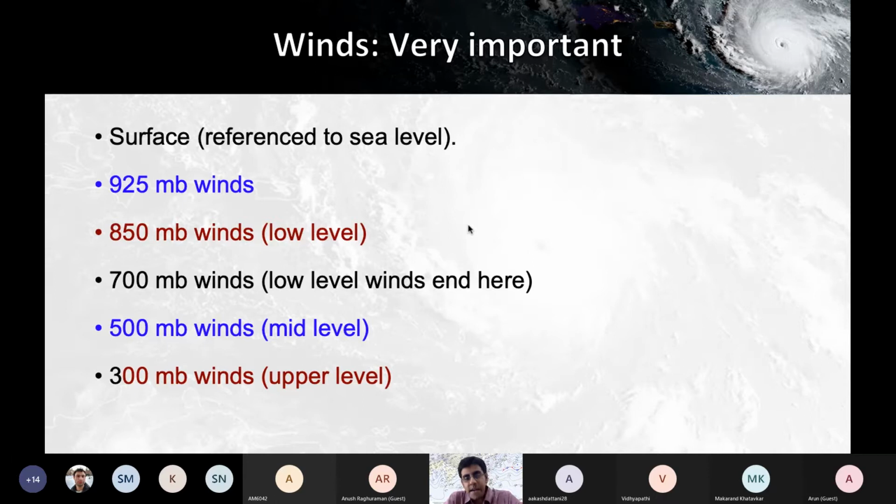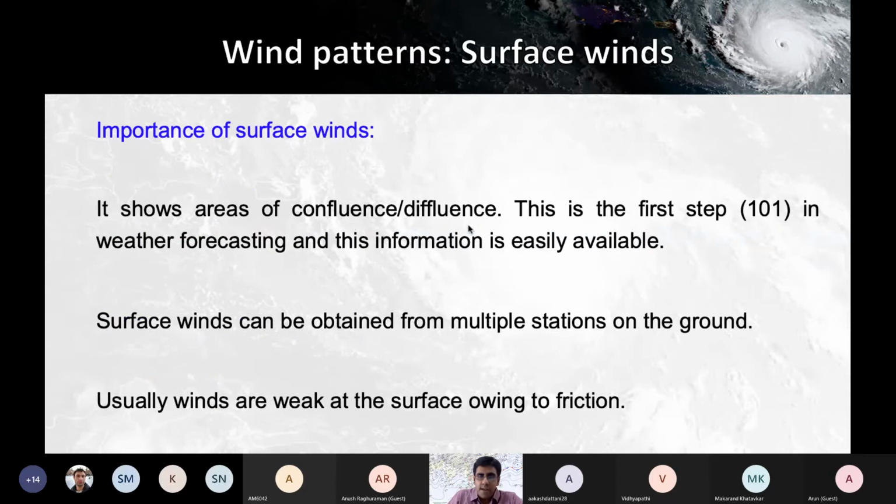Just like pressure, where I was happy with looking at pressure at the surface, if you're actually doing prediction with winds, then you have to look at all the 6 wind patterns, which are surface, 925 millibar, 850 millibar, 700 millibar, 500 millibar, and 300 millibar. Only then can you get a very good idea of what is happening.